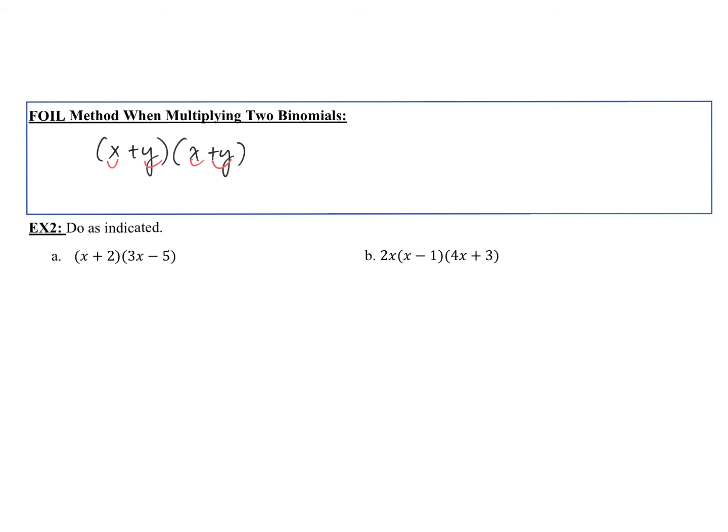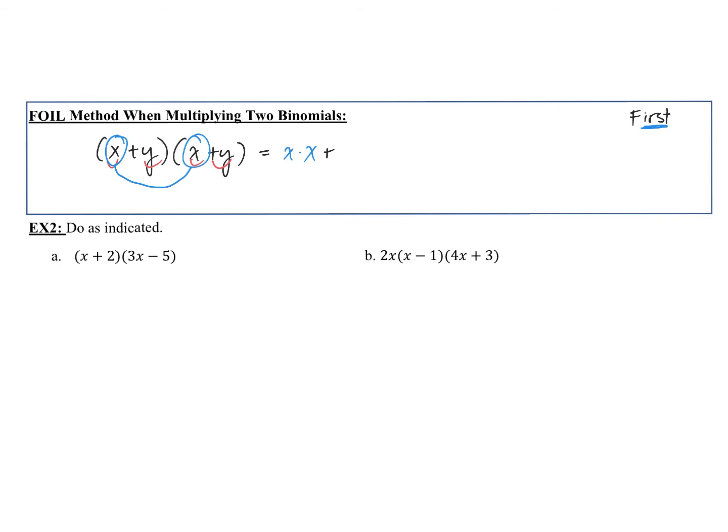And that stands for each of the steps. So F stands for first. Let me go ahead and write this on the top. So first, for F, what does that mean? Well, we're going to multiply the first 2 terms together first. So I'll go ahead and underline that in blue. So this is going to equal x times x. And then plus. Now what do we do?